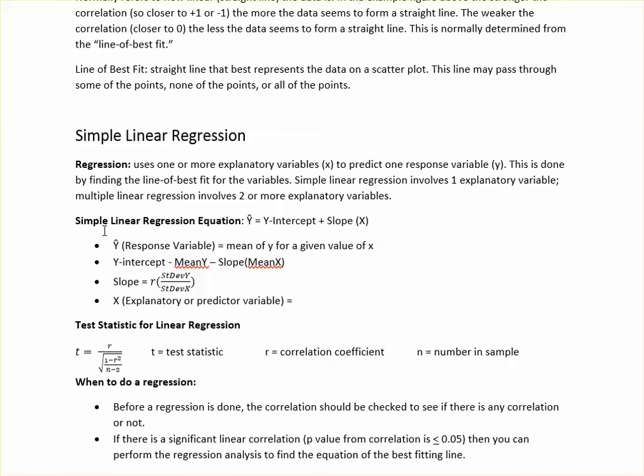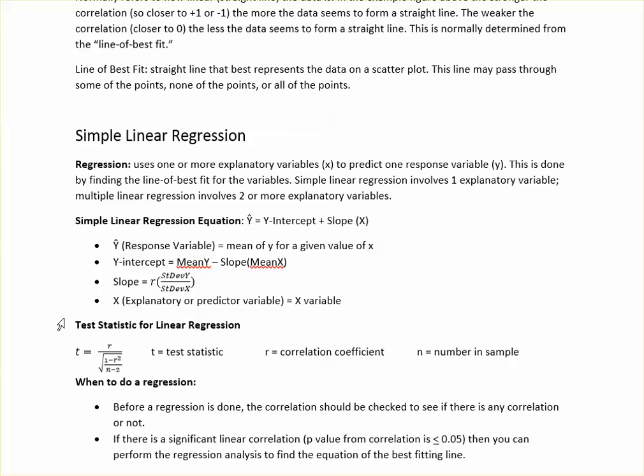So for the simple linear regression equation, we've got y hat, which is our response variable, and that's the mean of y for a given value of x. That's equal to our y-intercept plus slope times our x variable, where our y-intercept needs to be equal to mean y minus slope times mean x, and our slope is equal to that r value, remember our correlation coefficient, times the standard deviation of y over the standard deviation of x. And our explanatory or predictor variable is just the x variable.